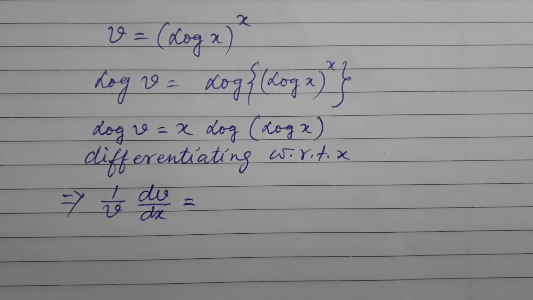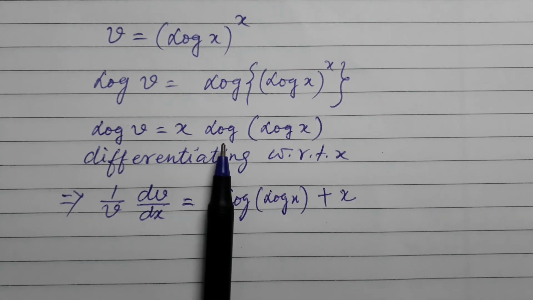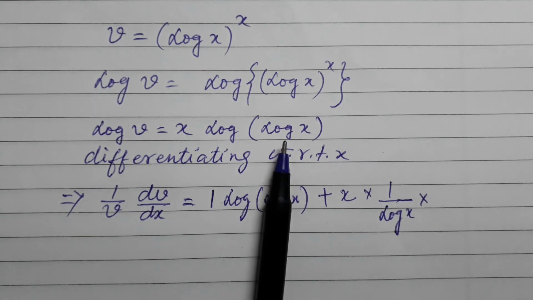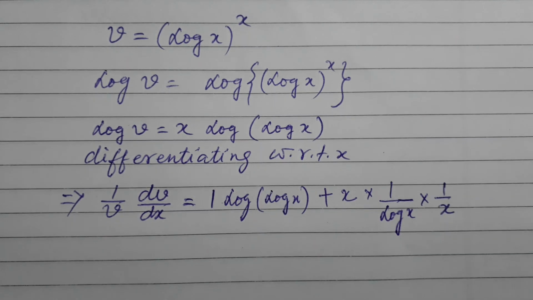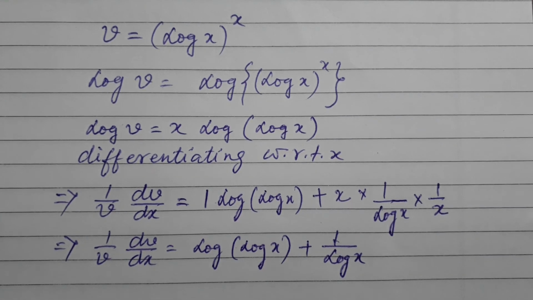So the first function is x and the second function is log(log x). So the differentiation of the first function is 1, into leave the second function, then plus leave the first function, then differentiation of the second function. Now first differentiation of this log, so it will be 1/log x, now into differentiation of this log x, and that will be 1/x. So finally we get (1/v)(dv/dx) = log(log x) + 1/log x.